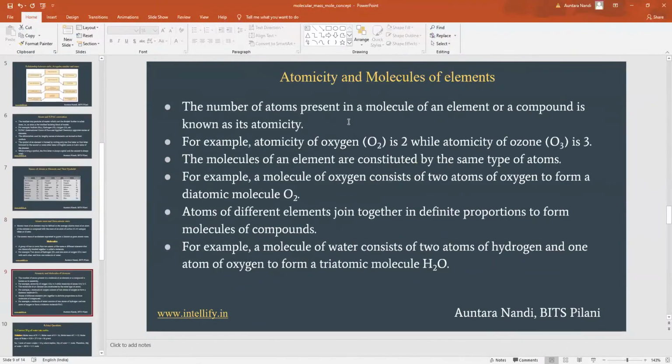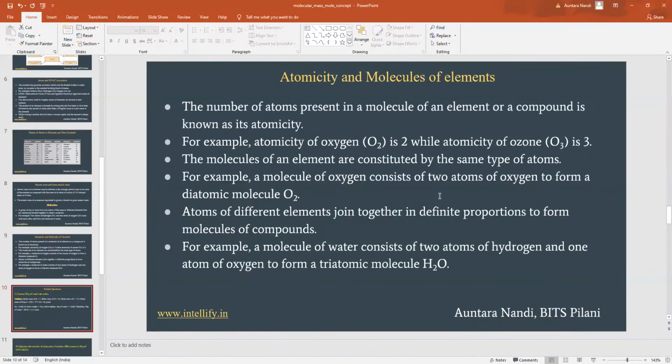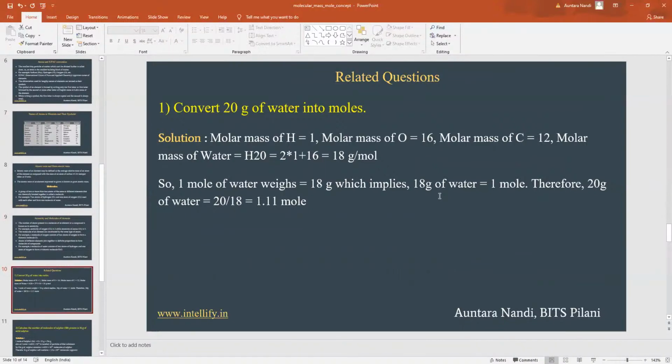Atomicity and molecules of elements. The number of atoms present in a molecule of an element or a compound is known as its atomicity. For example, atomicity of oxygen O2 is 2 while that of ozone O3 is 3. The molecules of an element are constituted by the same type of atoms. For example, a molecule of oxygen consists of two atoms of oxygen to form a diatomic molecule O2. Atoms of different elements join together in definite proportion to form molecules of compounds. For example, a molecule of water consists of two atoms of hydrogen and one atom of oxygen to form a triatomic molecule H2O.